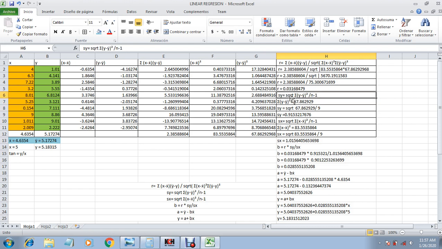And then we have these squared values. This is the formula: the summatory of this, that is 67 squared, like in this squared symbol right there, and then 10 minus 1, that is 9.